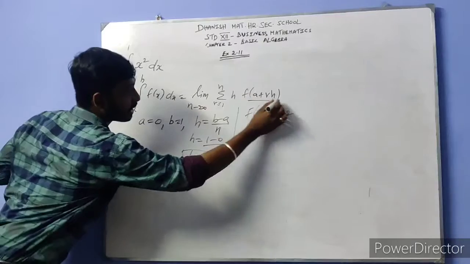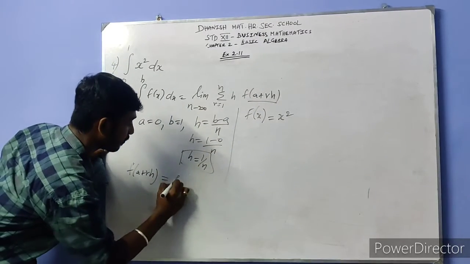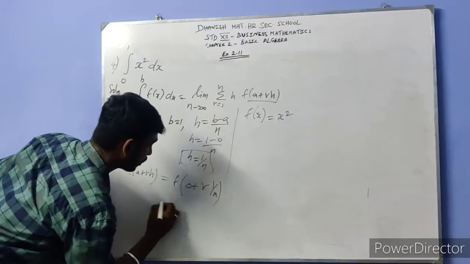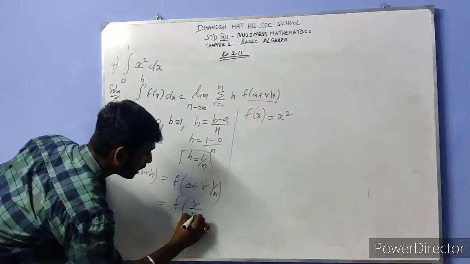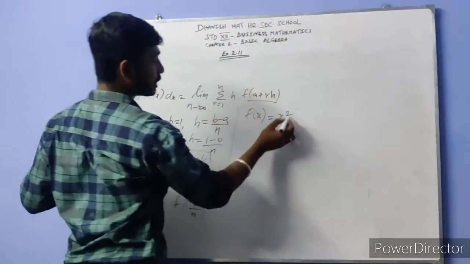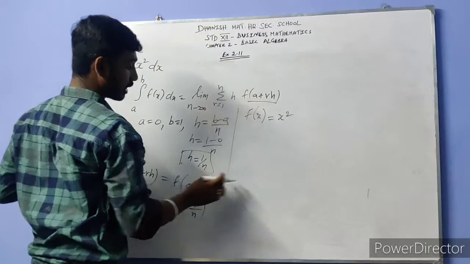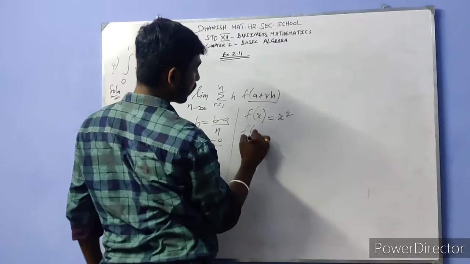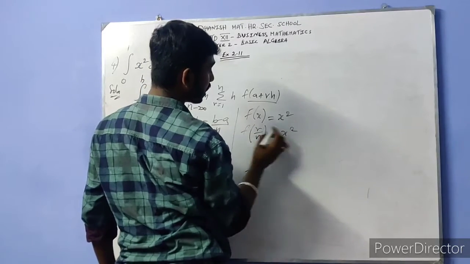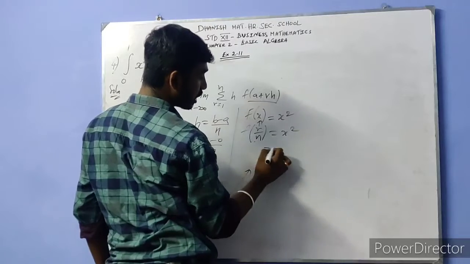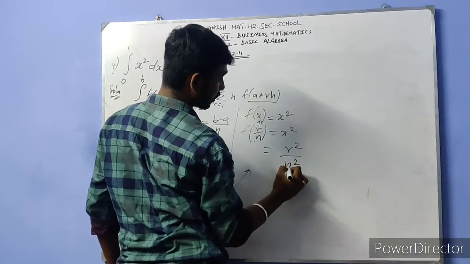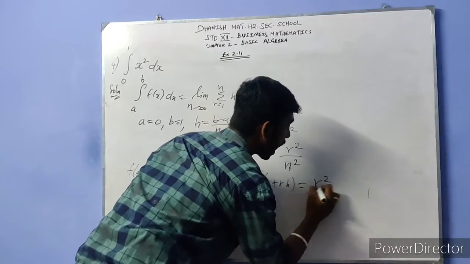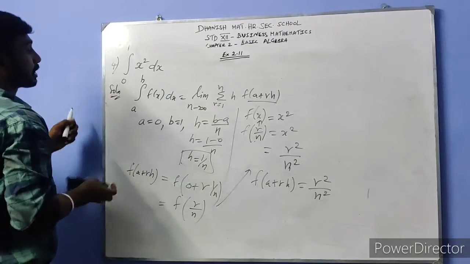Now we are going to find the f of a plus rh value, because in the formula we are having f of a plus rh. What is the a value? That is 0, r into, what is the h value? 1 divided by n. So we get f of r divided by n. Here itself we are having x square. Now we are going to substitute into the f of x here. F of r divided by n equals x square, that is the x value here, given r by n. Here we are getting r square divided by n square. So the value of f of a plus rh is r square divided by n square. Now we are going to substitute into the formula.